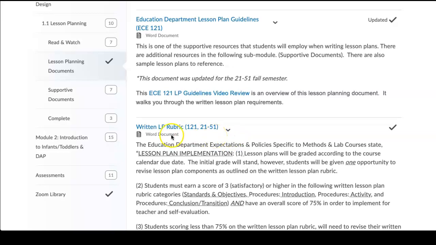This is an overview video of the written lesson plan rubric for ECE 121. If you have not already done so, it is suggested that you first review the lesson plan guideline document and/or the lesson plan video review. So let's click in and look at this written lesson plan rubric document.